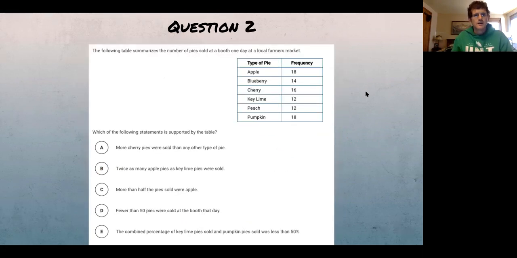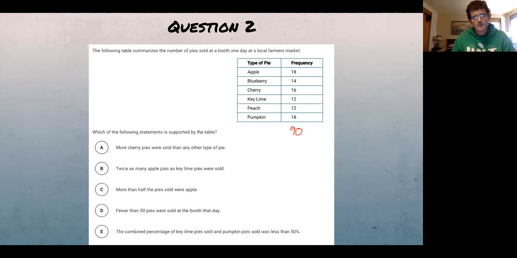Okay, the following table summarizes the number of pies sold at a booth one day at a local farmer's market. Which of the following is supported by the table? Well, one thing that might help is to have a total number of pies that were sold, and we'll see if that matters for the problem. I can just combine 18 and 12, 18 and 12, that's 60, plus another 30. It looks like 90 pies were sold. You guys can double check my count. I think that's right.